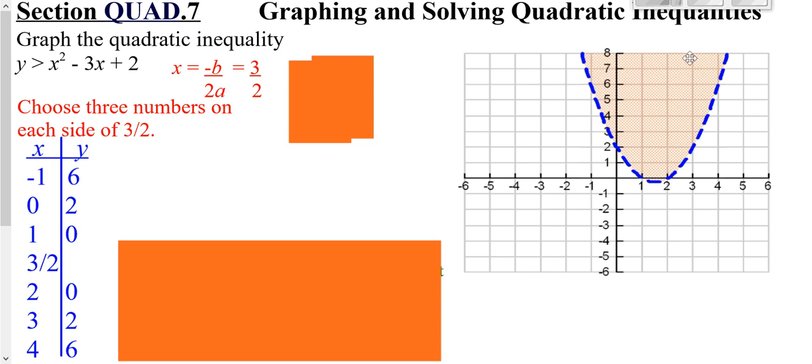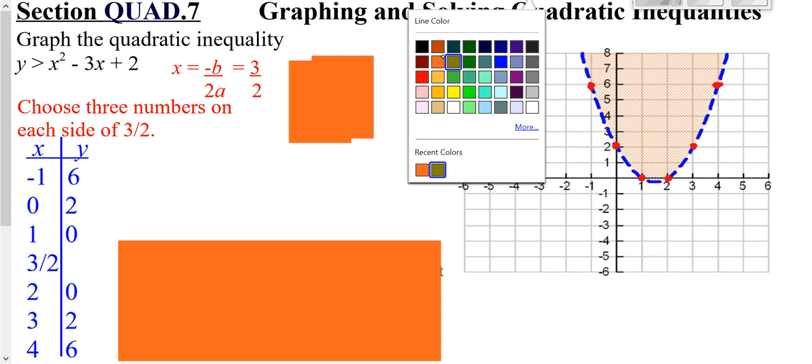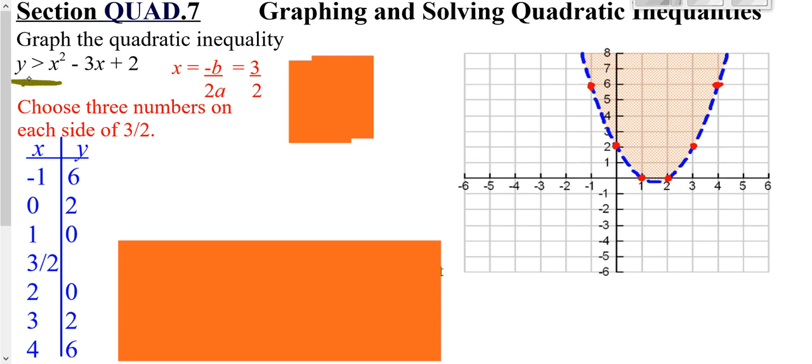So if you just plot your points anywhere along here, you're looking for the y values that are greater than that. If I'm here and I'm looking for y values greater than that, that's up here. If I'm here, that would be up here. So in other words, I want everything above my parabola, so that lets me know I am shading above. And that works great when y is on one side by itself.